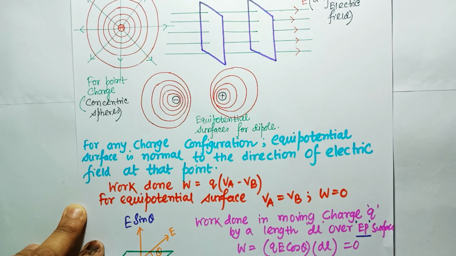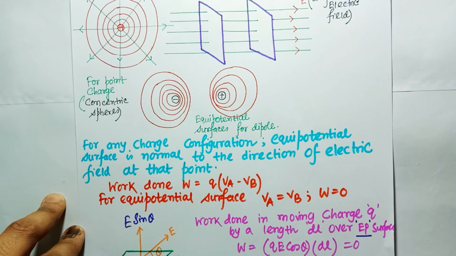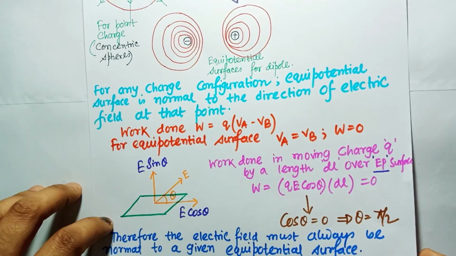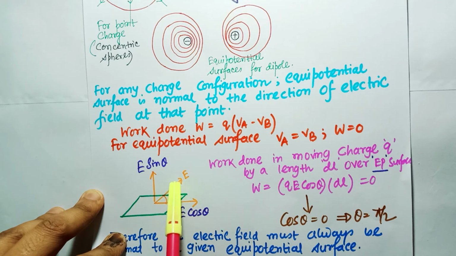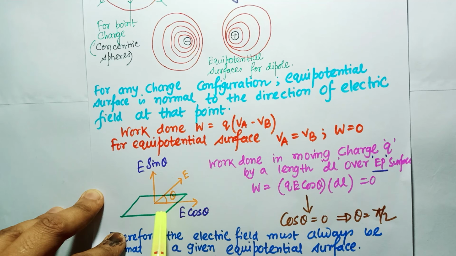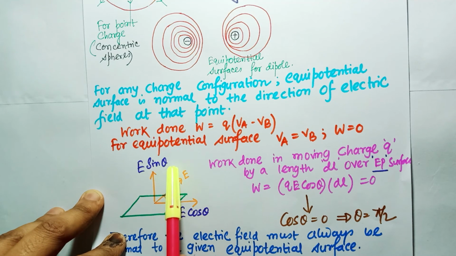Now for our question: how can I prove that the electric field is normal to the equipotential surface? Suppose the electric field is not normal. This is the equipotential surface, and I take the electric field making an angle theta with the equipotential surface. So its component along the surface is E cos theta, and in the perpendicular direction it is E sin theta.